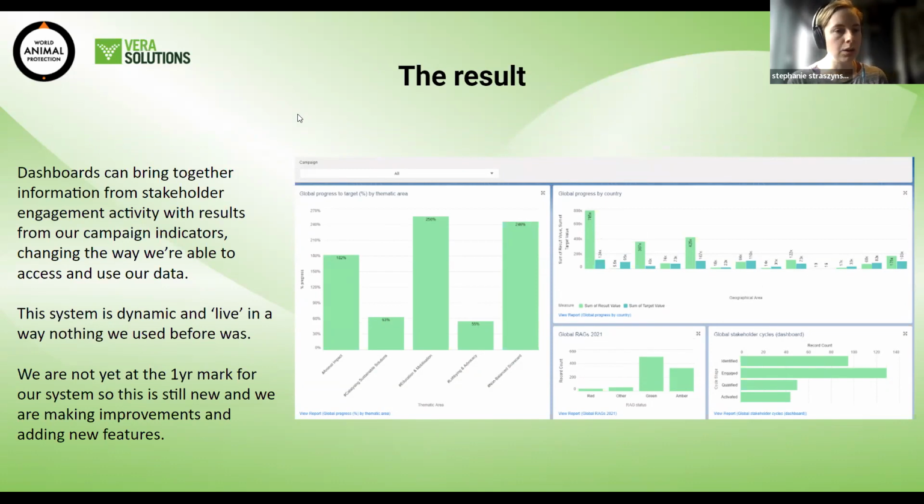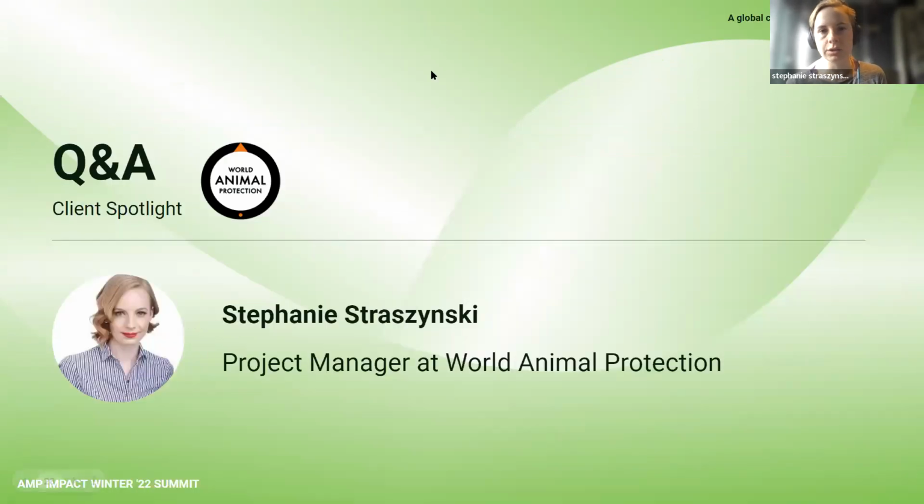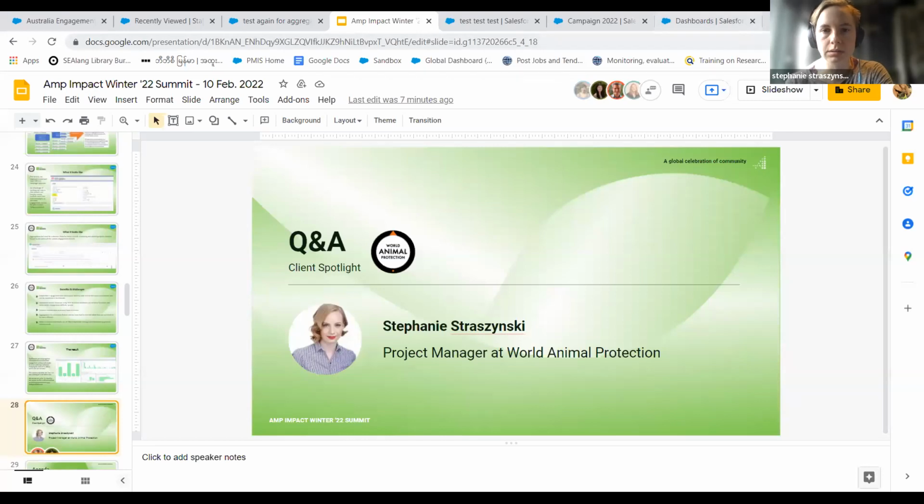As I mentioned earlier, we aren't yet at our 1 year mark for our system. So our first birthday is in April, thereabouts. So it is still new and we're making improvements and adding new features. This is actually a chart that's drawn off the custom object, so the cycle stage report, I think. So that's the Q&A. I can show you what it looks like in the system. It looks more or less the same, but if you're interested, I'll just give you a quick look.